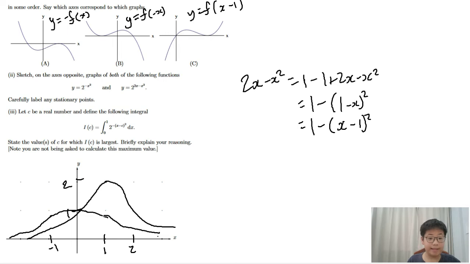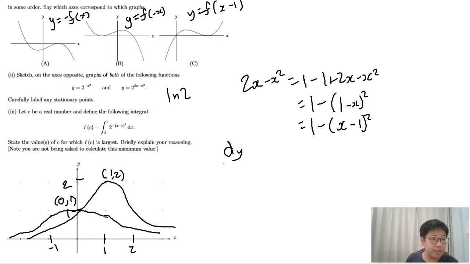Carefully label any stationary points. The stationary points are (0, 1) and (1, 2). Of course, you can do this using calculus, though the functions will be complicated and you have to multiply everything by what is known as my favorite constant, the natural logarithm of 2. You know what? Let's just do it.